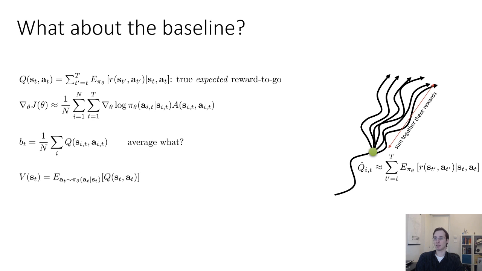So A(S,A) describes the advantage of action A in state S, which is how much better the Q value, the Q function value of (S,A), is than the average value at state S given by V(S).